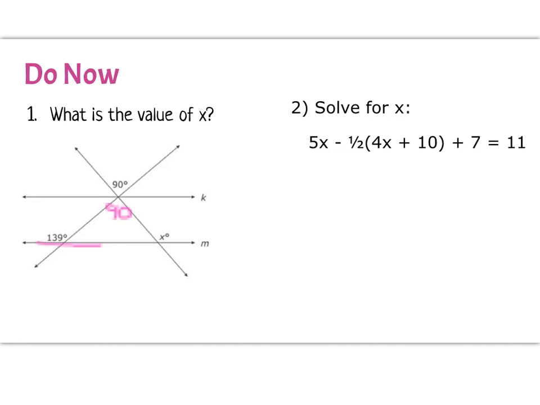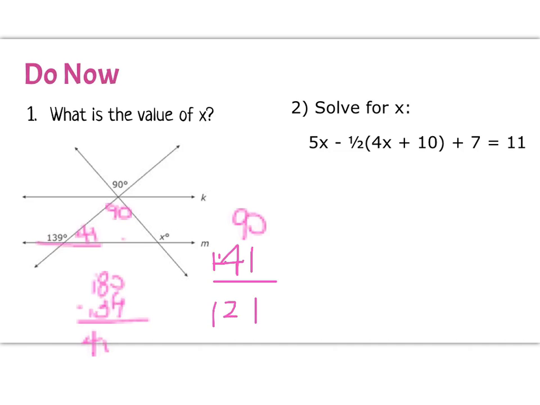So that means 180 degrees subtract the 139 that I already have will give me my missing angle of 41 degrees. So if I have both of these opposite angles now, I can add them up. And I get 131 degrees for x.